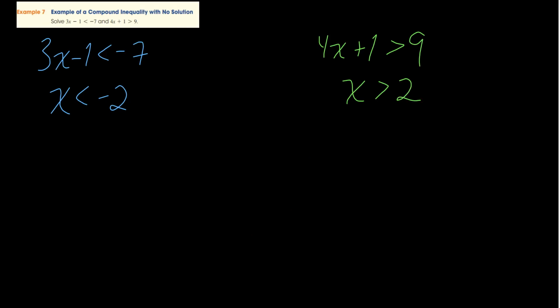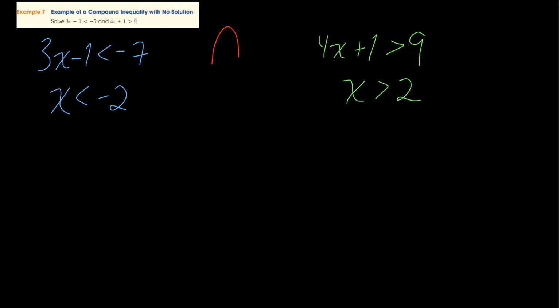Okay. I didn't actually emphasize what the problem was, so let me go back and do that because that's important here. It says solve 3x minus 1 is less than -7, and 4x plus 1 is greater than 9. That "and" is telling me we're going to have an intersection. So we're going to be looking for where these two overlap on a number line. So let's draw the number line.